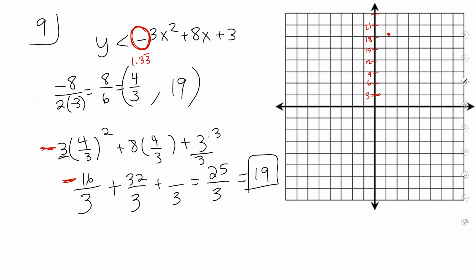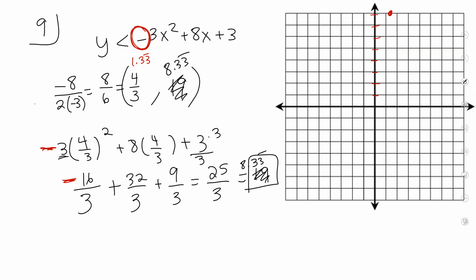Okay, so 25 divided by 3 is what? 8.33 repeated. Okay, perfect. So we'll do this. 8.33. And it's repeated. So we don't have to go by threes then. Okay, so my vertex is at 1.33 and 8.33. So 1, 2, 3, 4, 5, 6, 7, 8. We're way up there. But it's negative. It'll face down.